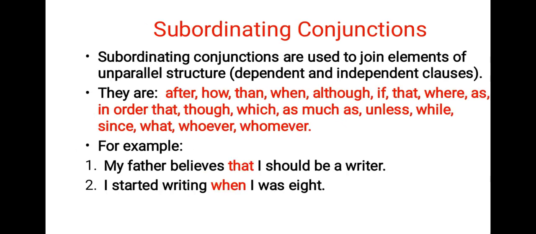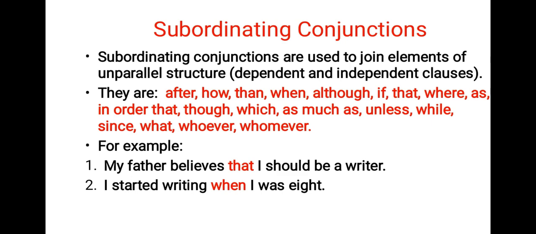Subordinating conjunction. Subordinating conjunctions are used to join elements of unparallel structure, dependent and independent clauses. As we have seen that coordinating conjunctions are used to join two independent clauses, the subordinating conjunction is used to join one dependent and an independent clause. They are after, how, then, when, although, if, that, where, as, in order that, though, which, as much as, unless, while, since, what, whoever, and whomever.